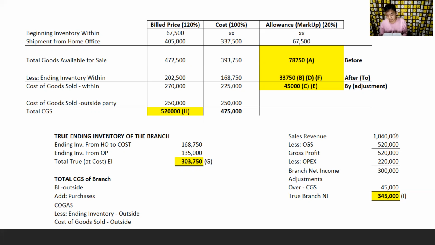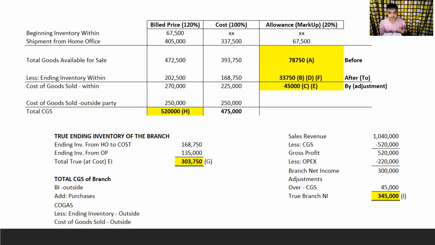Letter B, what is the post-closing balance? That's the post-closing balance. That is the overvaluation branch inventory account adjusted to. As you can see, there's a 2 here. It's adjusted to. And what is the overvaluation of branch ending inventory? 33,750 rather.